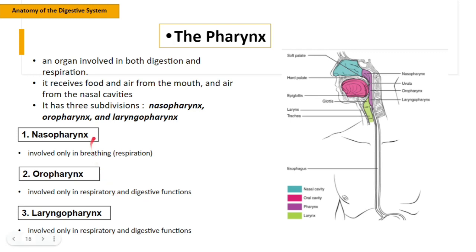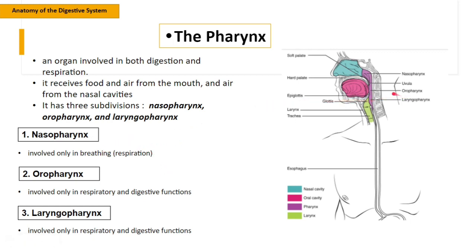So again, here are the three major subdivisions of our pharynx, that is the nasopharynx. Again, the nasopharynx is only involved in breathing or respiration process, while the oropharynx and then the laryngopharynx are those ones na involved talaga in the digestive process. This has something to do then with the anatomy of its location.